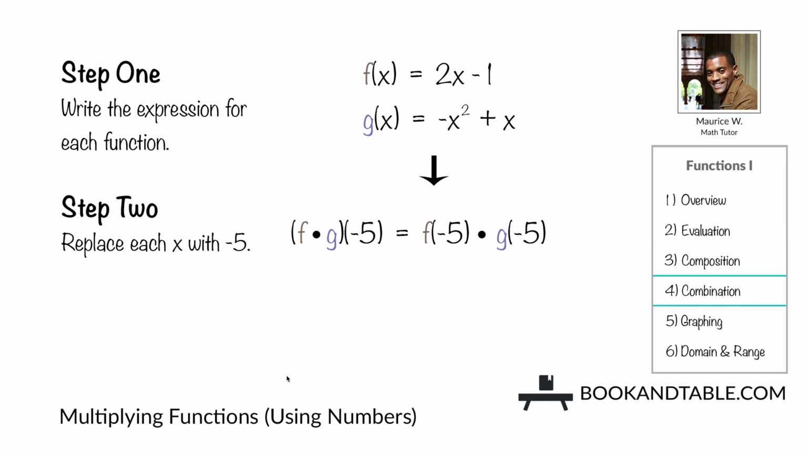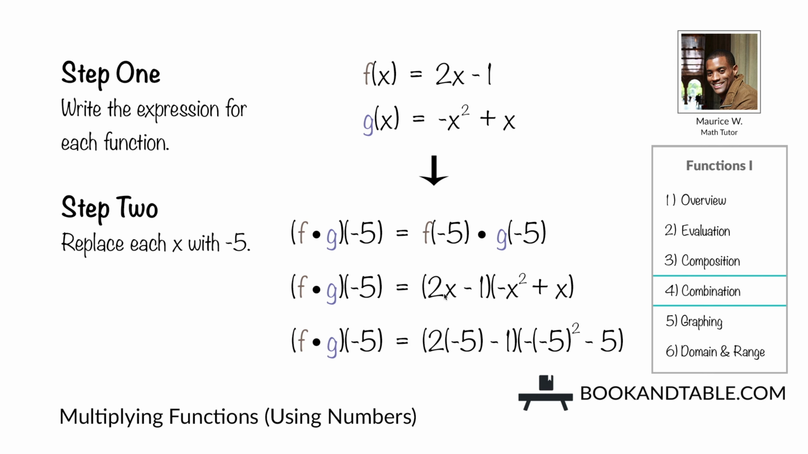Let's now walk through an example using numbers for x. Step 1, write the expression for each function. So we write out the f function, 2x minus 1, inside a pair of parentheses. And we write out negative x squared plus x, the g function, inside a pair of parentheses. And now we want to replace each x with negative 5. So that'll give us 2 times negative 5 minus 1 times negative 5 squared minus 5.